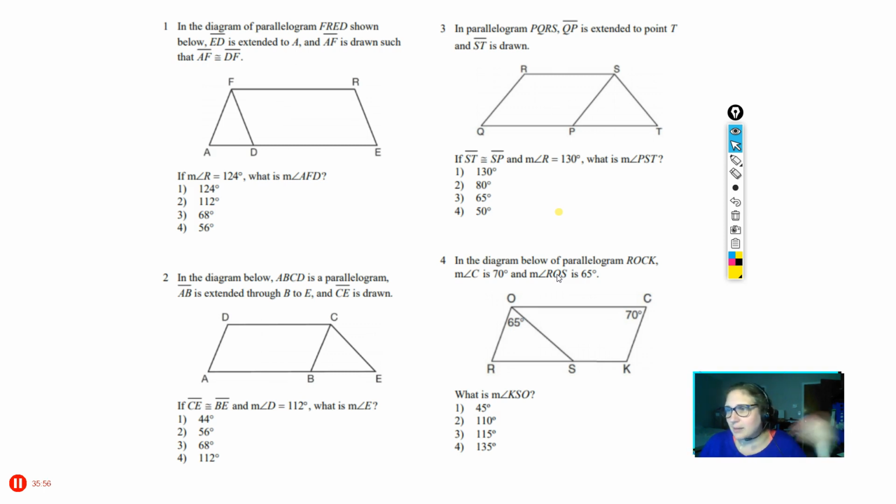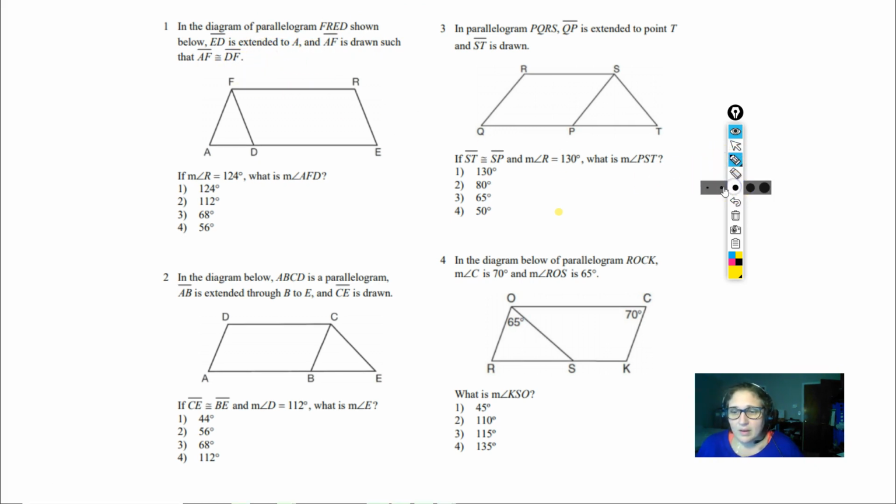I'm trying. Okay, so the diagram is here. It says ED is extended to A. AF is drawn, and it tells us these pieces are the same. It tells us this measure is 124, and it wants us to know the measure of AFD, which is this measure here.